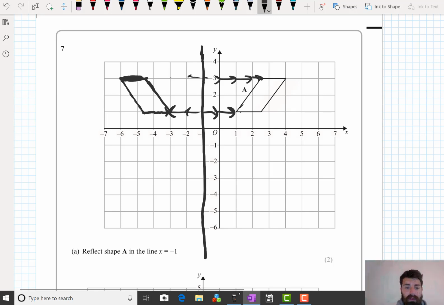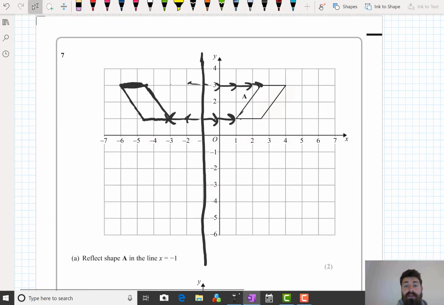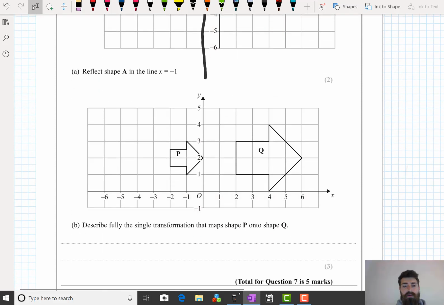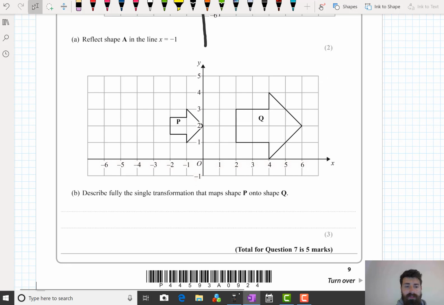It's a 2 mark question. You could get a mark if you was by accident to have reflected it horizontally, because you put the line as y equals -1, but you still created the correct reflection. So that's there. Fully describe, or describe fully, because that's actually the way the sentence is written.